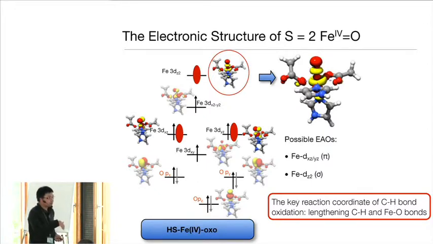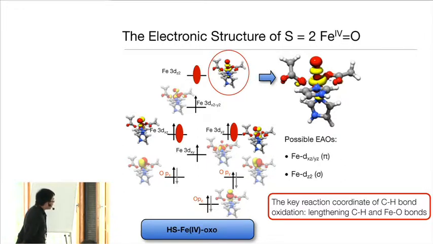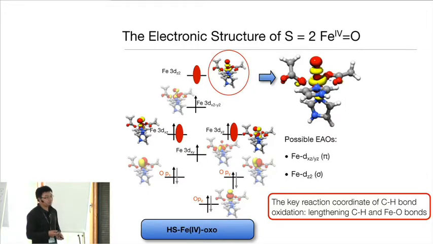So hereafter, when this pi star orbital serves as the electron acceptor, we call this a pi pathway, and when this sigma antibonding orbital serves as the electron acceptor, we call that a sigma pathway. Based on this, for this specific species, we can expect two reaction pathways for the C-H bond activation. And then based on that, we can easily identify the key reaction coordinate. Once you know the electron acceptor orbital is pi antibonding or sigma antibonding with respect to the Fe-O interaction, the Fe-O bond elongation should be one of the key coordinates.